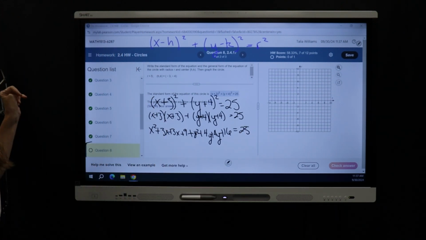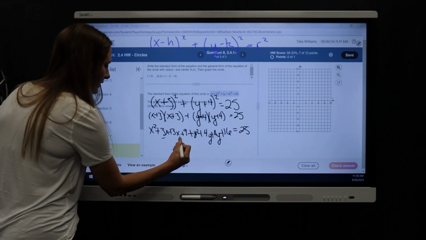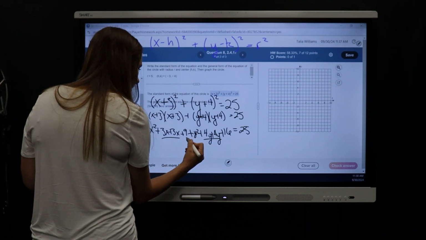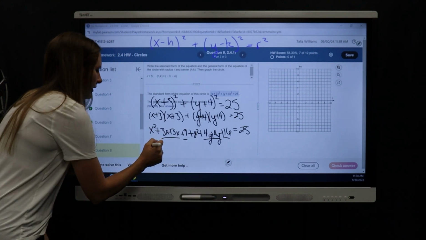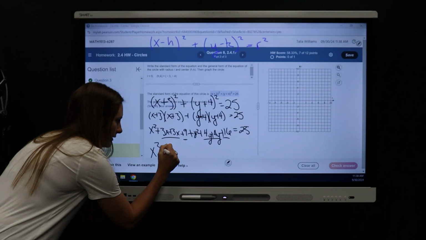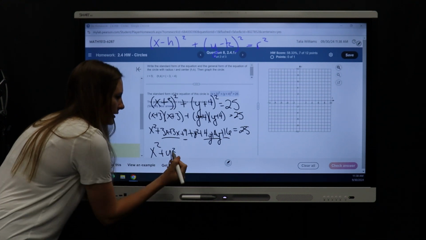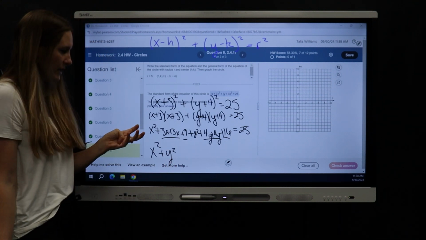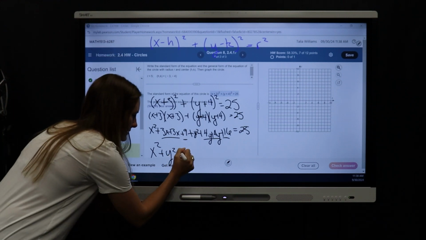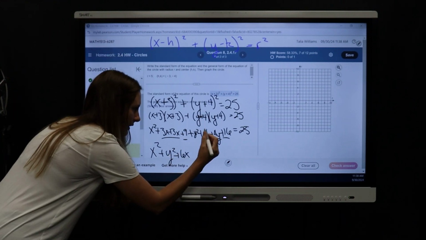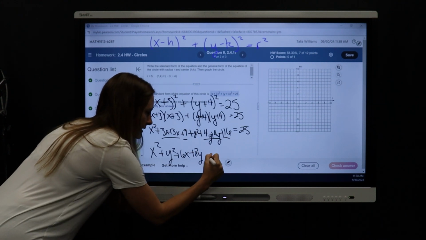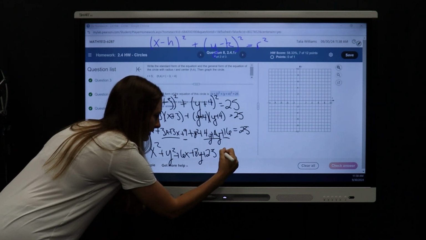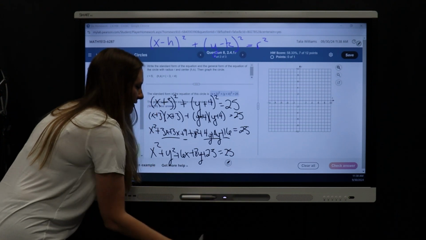Now I'm going to put them in order and then combine my 3x's and my 4y's, my 9 and my 16. That's kind of a lot. So x squared plus y squared. Then x comes before y alphabetically, so 3x plus 3x is 6x. 4y plus 4y is 8y. 9 and 16 is 25 equals 25.